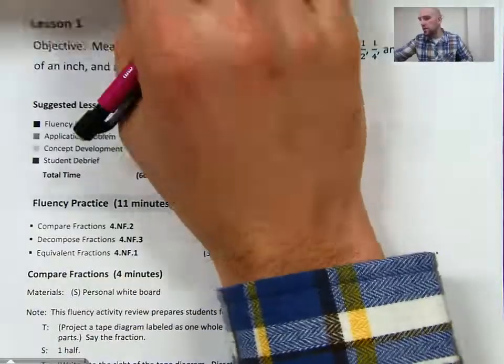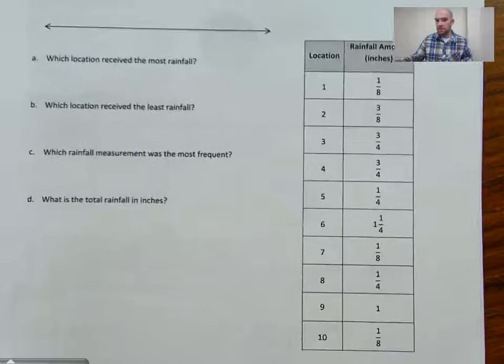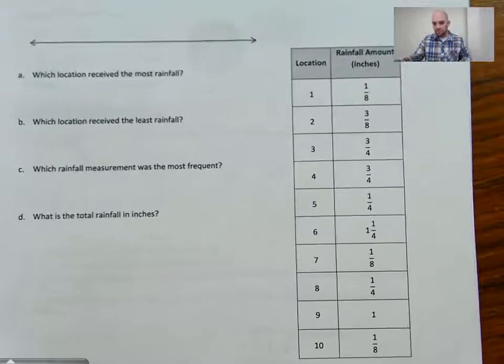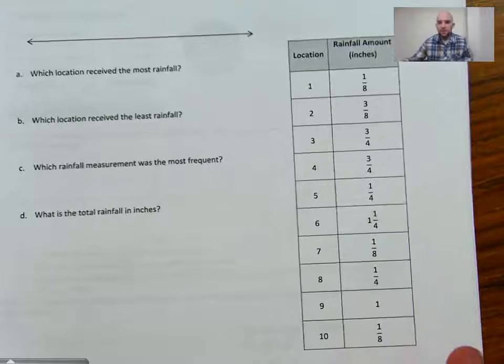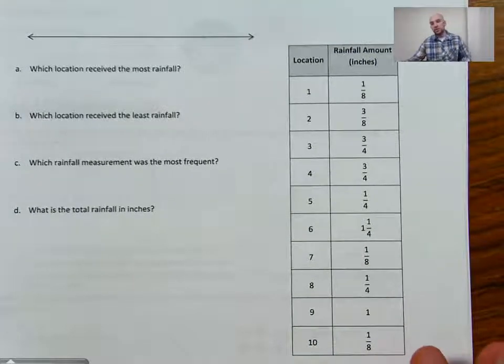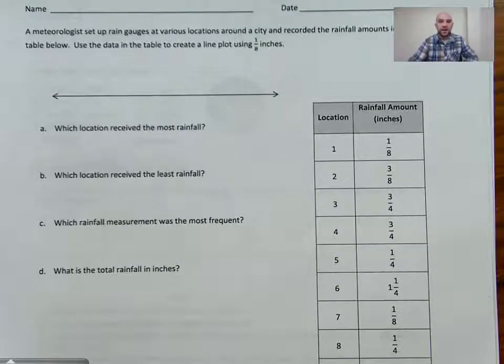So let's get started here, and we'll look at our data on the right-hand side, and take a quick look at this chart. We have a number of different values of rainfall in inches, from 1/8 of an inch all the way up to 1 1/4 of an inch. So let's take a look at our directions. It says a meteorologist set up rain gauges at various locations around a city and recorded the rainfall amounts in the table below. Use the data in the table to create a line plot using 1/8 inches.